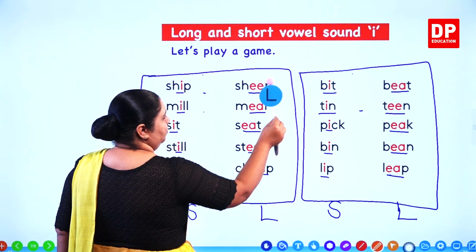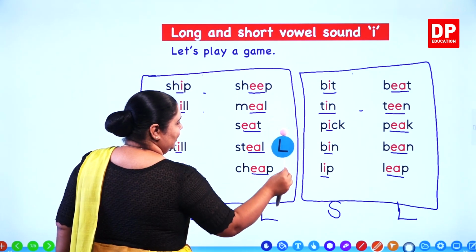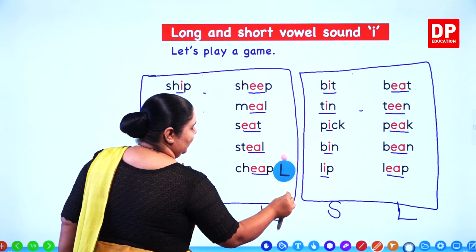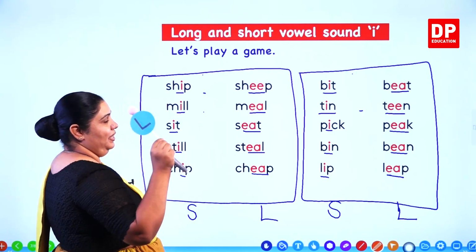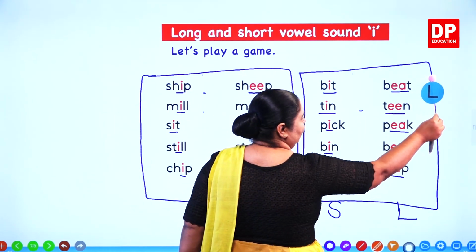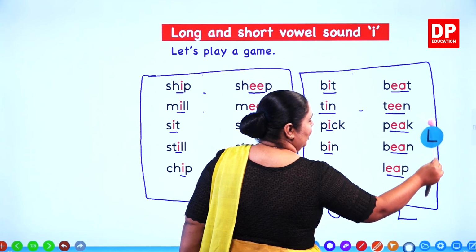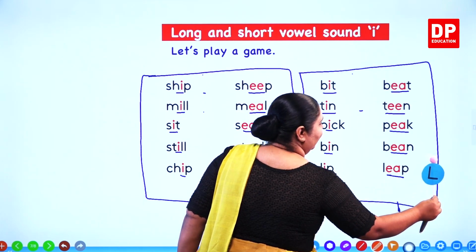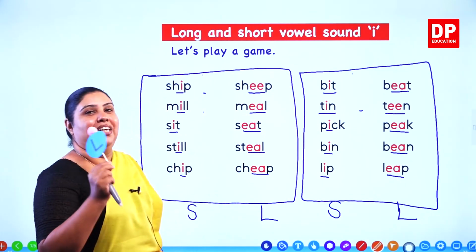Sheep, meal, seat, steel, cheap. They are the long E words. Right, now here we have beat, teen, peak, bean, leap. They are the long E words.